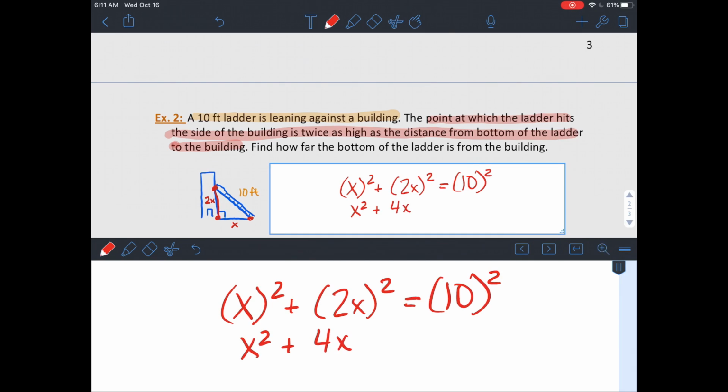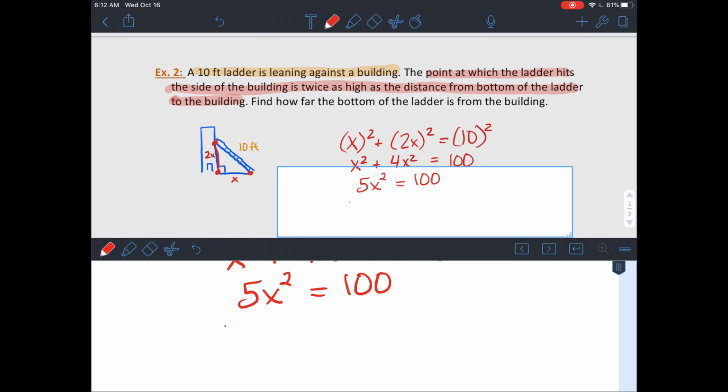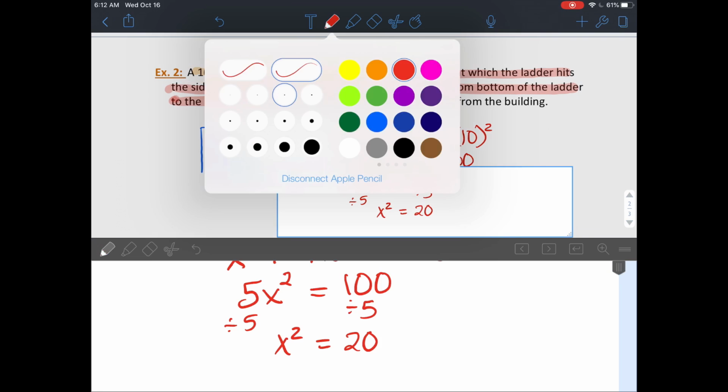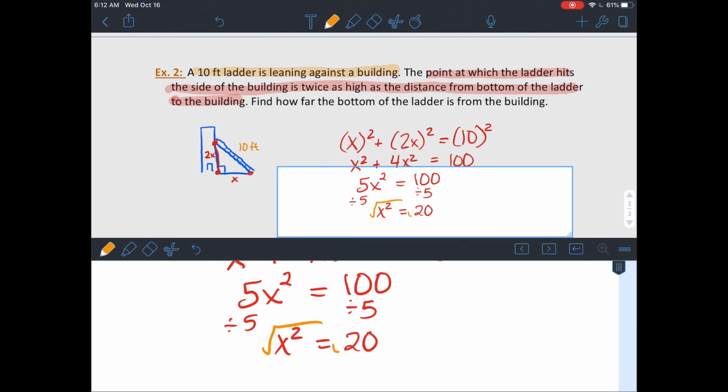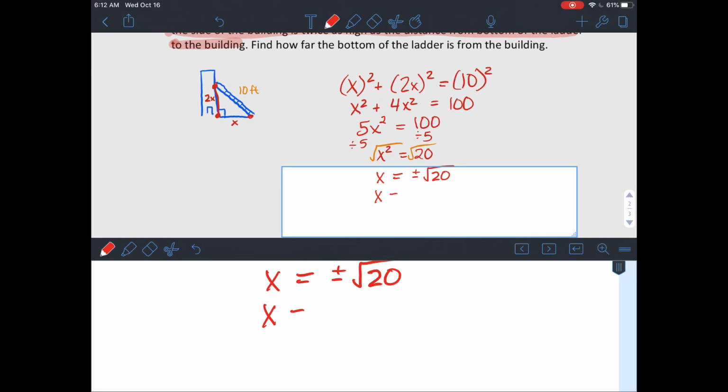So we're going to have x squared. If you square 2x, you'll have 4x squared. And squaring 10 gets you 100. So add those together. You get 5x squared equals 100. This one's a little bit easier to solve because we can solve it by taking a square root. So if you divide by 5 and then take the square root of both sides, you're going to end up with x equals positive and negative square root of 20. You can break down your square root of 20 into 2 square root 5.